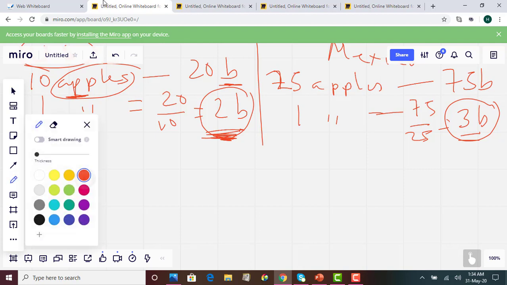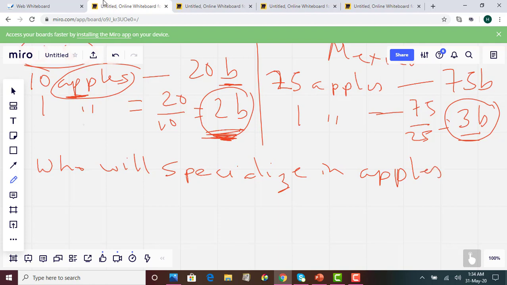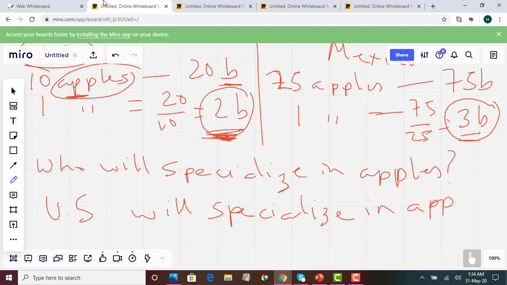Who do you think will specialize in apples? So again, based on this information, US will specialize in apples because they have lower opportunity costs, and Mexico will specialize in berries. Okay, so Mexico will be berries because their opportunity cost is lower for berries.